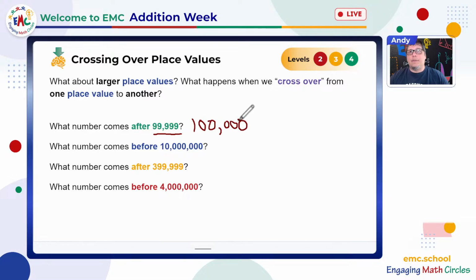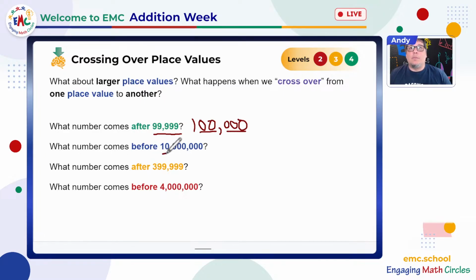What happened? All my 9s turned into zeros, and I put a 1 out front of all those zeros, because I rolled over the place value. I crossed over into a new place value. That's what we're going to practice in this video.